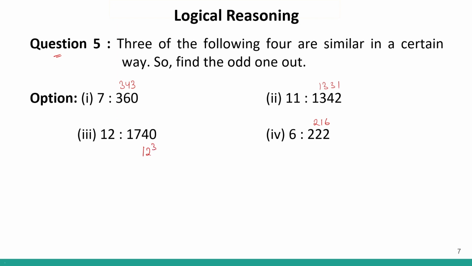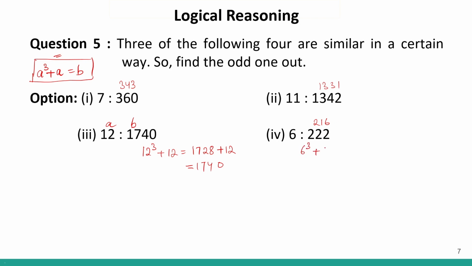Let us see over here. If I do 12 cube and I add 12 to it, I'll get 1728 plus 12. This will be 1740. Correct? So what logic have I used? If this is A and this is B, I have cubed the A, then I have added A to get B. Correct? So let us see if this logic follows here also.